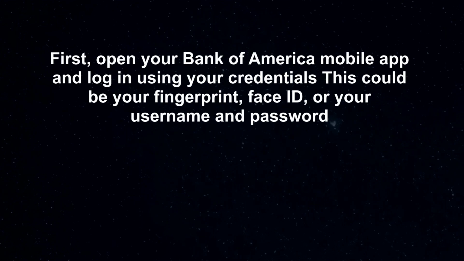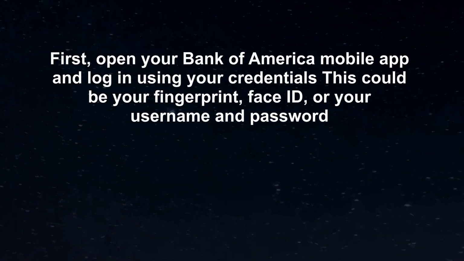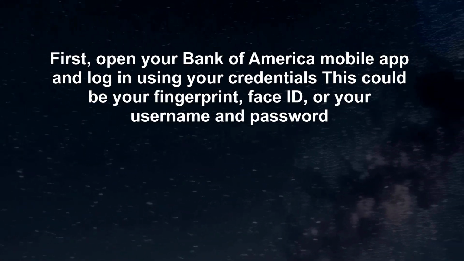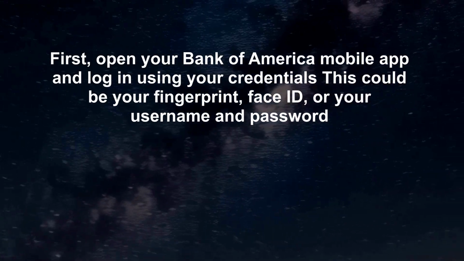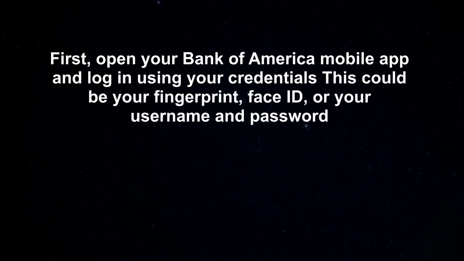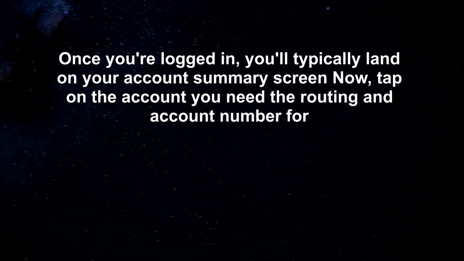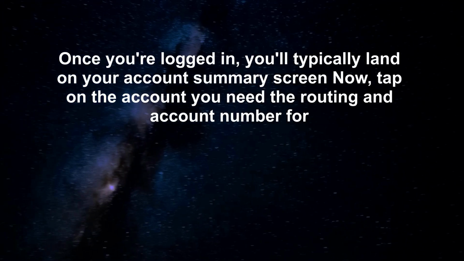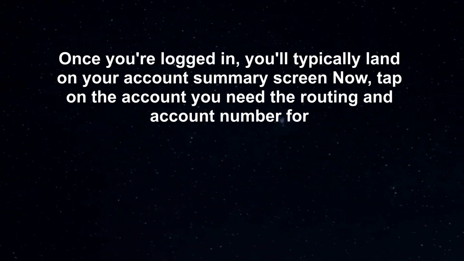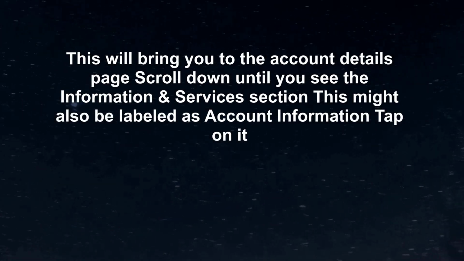Let's get started. First, open your Bank of America mobile app and log in using your credentials. This could be your fingerprint, Face ID, or your username and password. Once you're logged in, you'll typically land on your account summary screen. Now, tap on the account you need the routing and account number for. This will bring you to the account details page.